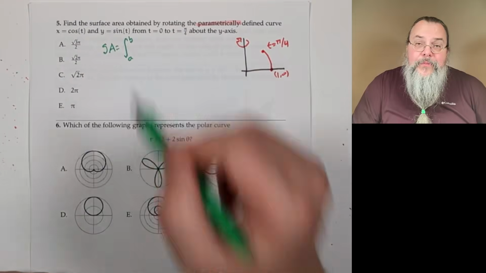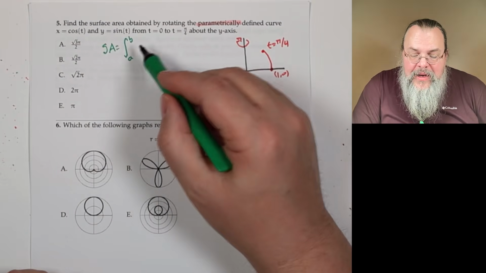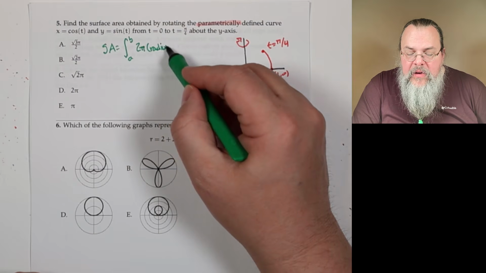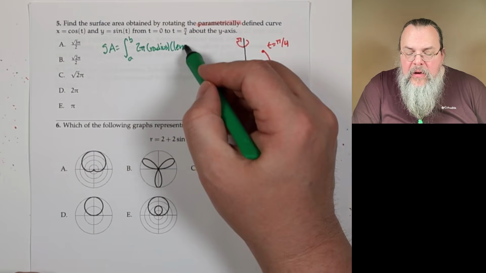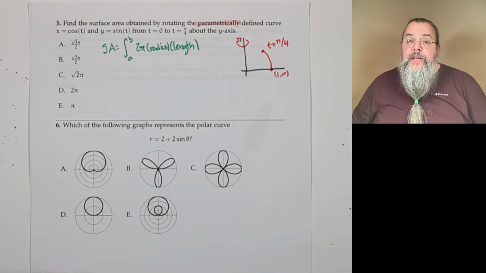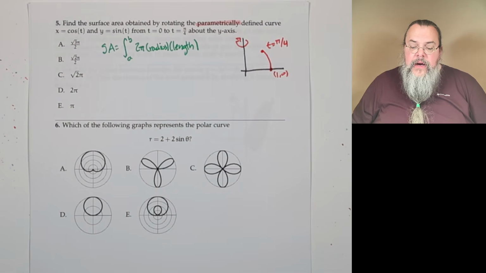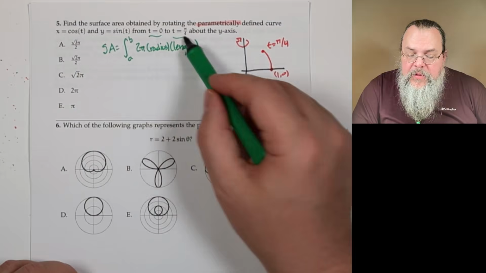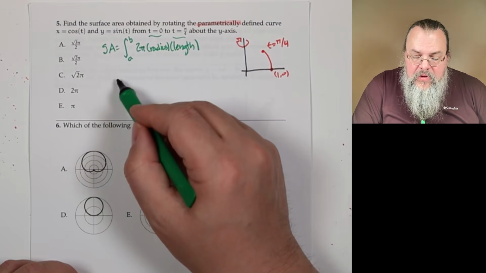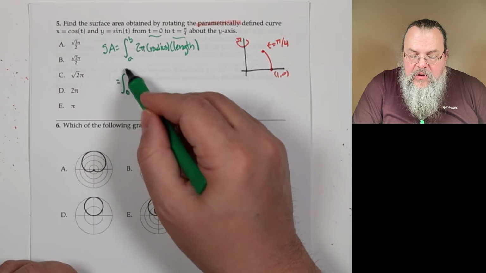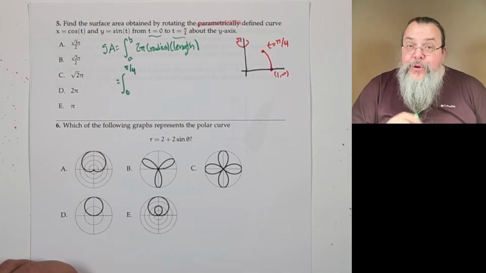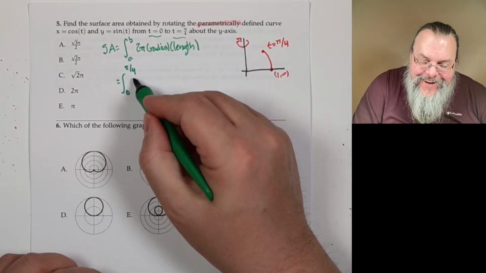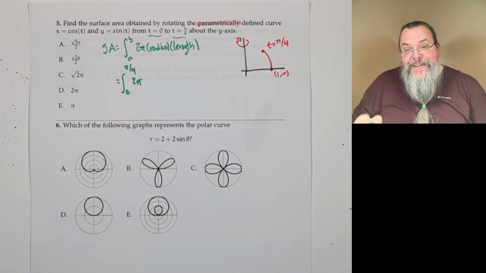You say, okay, well, how do you find the pieces? It's 2 pi, the radius, length. So that's what we need to figure out. Now, the bounds will come from the parametrization. So this is going to be integral 0 to pi over 4. The 2 pi will be 2 pi. Okay, all right, I see what they did there.